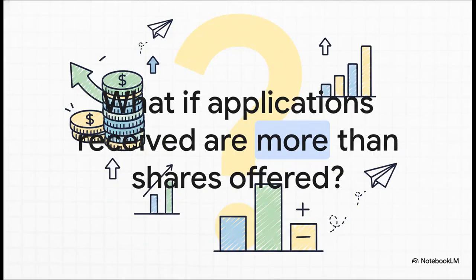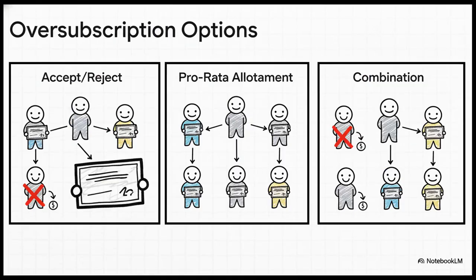Now, imagine this. This happens all the time in the real world. A very popular company offers, let's say, 2 lakh shares. But because everyone wants to own a piece of this company, they end up getting applications for 2.5 lakh shares. Oh my God, what do they do now? This situation has a special name. It's called oversubscription.